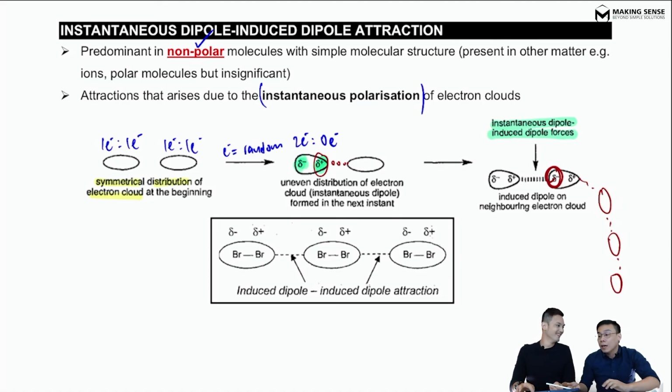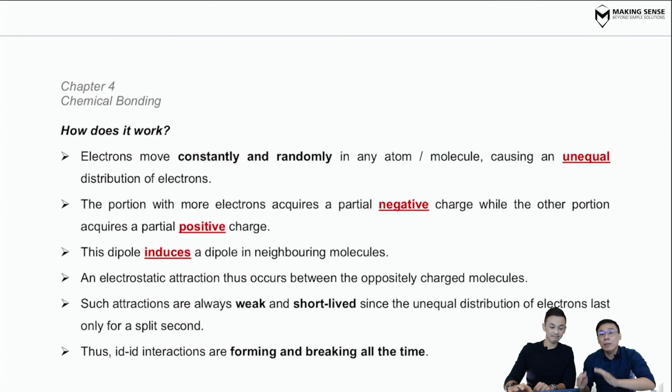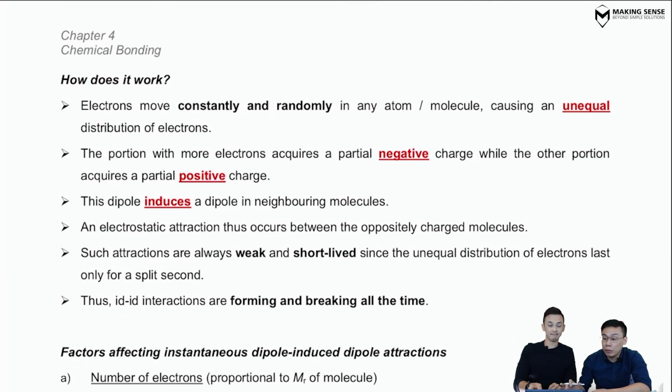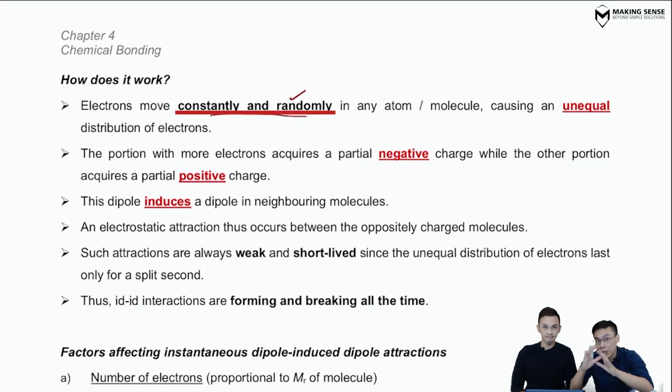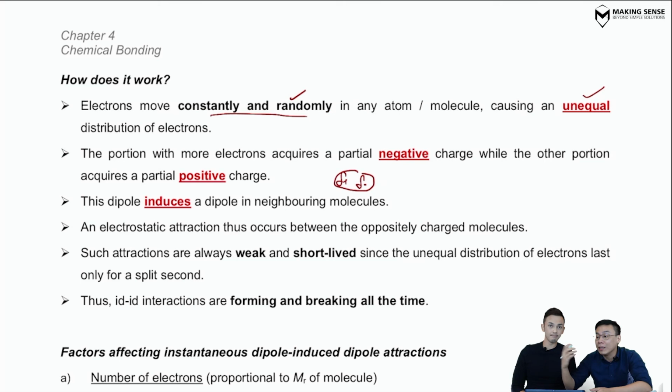Okay, so if you guys turn to the next page, the key points are summarized over there. So let's just take a quick look. The important thing is to recognize that the electrons are always moving, so that at a particular point in time, there might be an unequal distribution of electrons, causing one molecule to have a dipole moment. This dipole moment will make a neighboring molecule have a dipole moment, and the ID-ID interaction is simply the attraction between the delta minus on one molecule and the delta plus of another molecule.